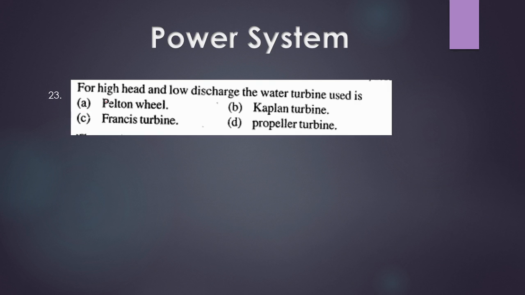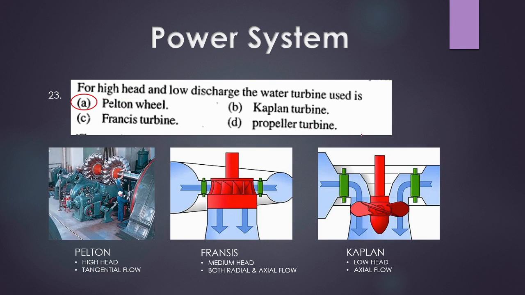Let's see what is the next question. For a high head and low discharge, which water turbine is used? It is asking about the high head. Pelton, Kaplan, Francis, propeller. Which one is used? Let's see what is the answer. For high head, the answer will be Pelton wheel.